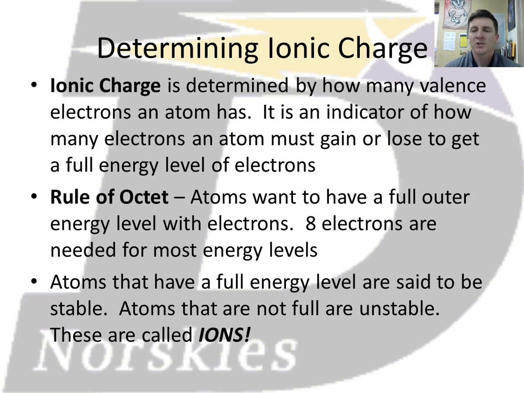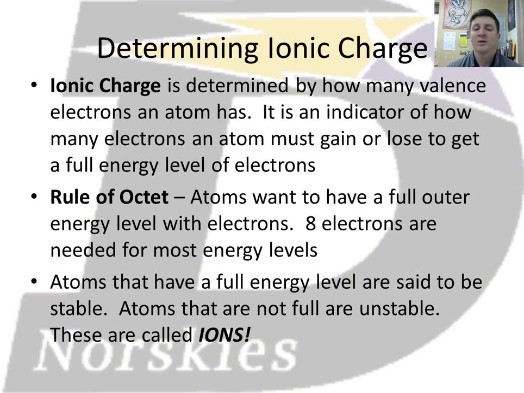Determining ionic charge is a skill that you're going to have to do. And basically, ionic charge is determined by how many valence electrons an atom has. It is an indicator of how many electrons an atom must gain or lose to get a full energy level. So understand that we talked about this rule of octet in the last lecture. Basically, that full number is 8.